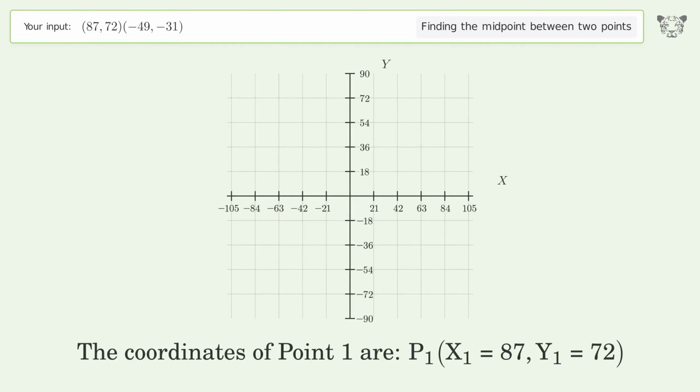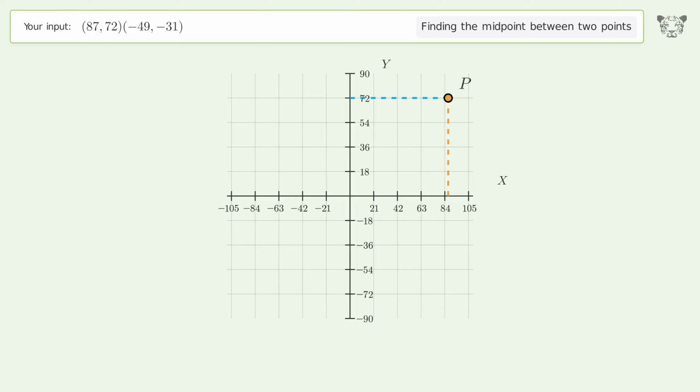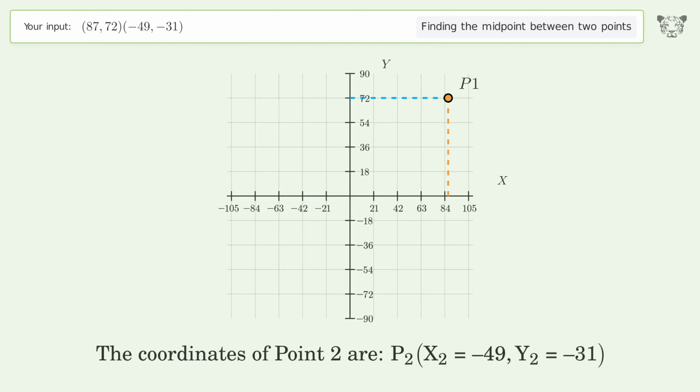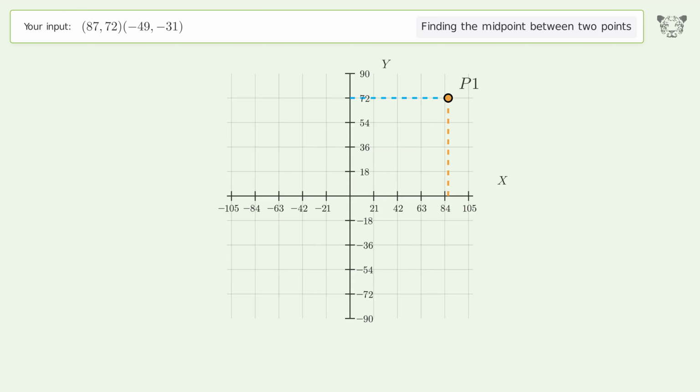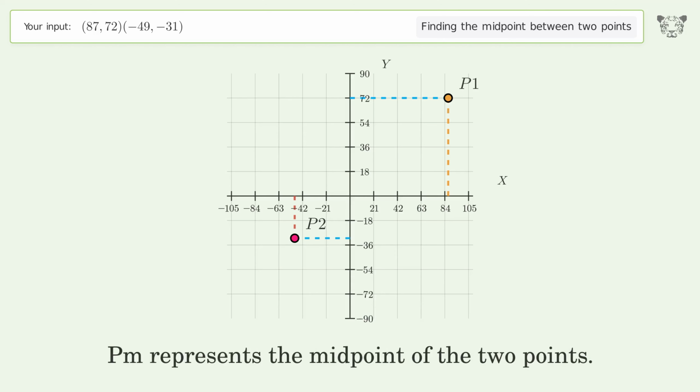The coordinates of point 1 are, x1 equals 87, y1 equals 72. The coordinates of point 2 are, x2 equals negative 49, y2 equals negative 31. PM represents the midpoint of the 2 points.